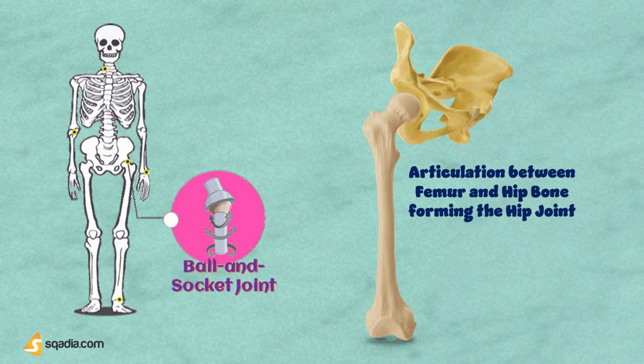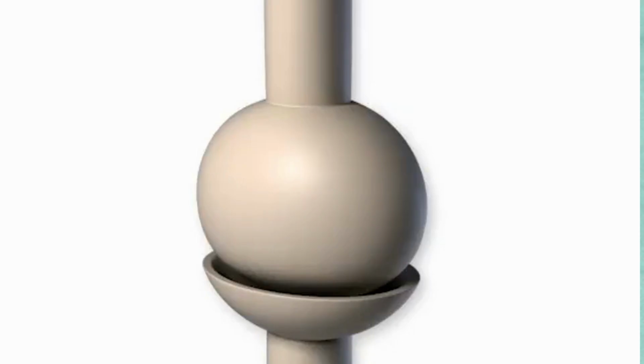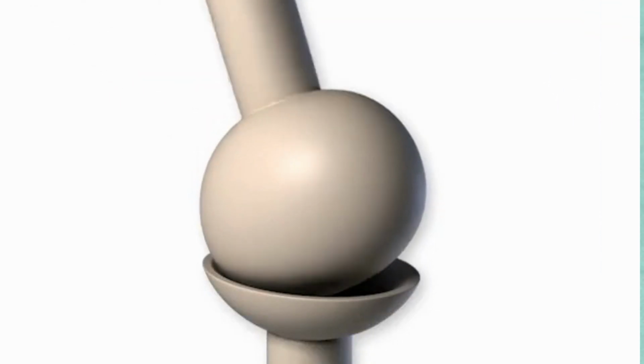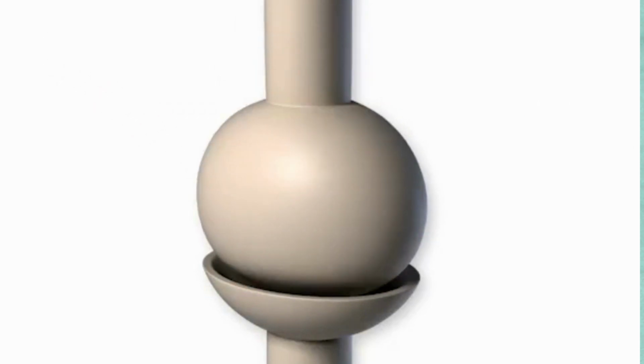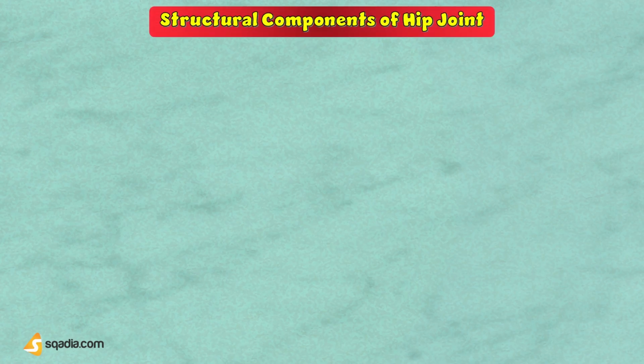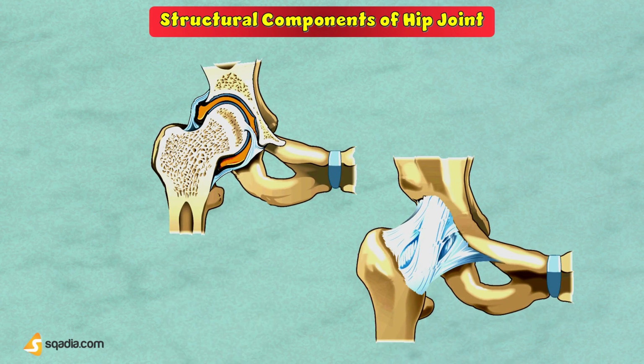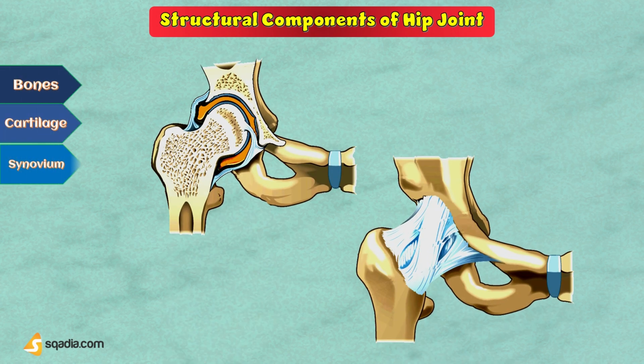The femur bone, which is the largest bone in the human body, connects to the pelvis at the hip joint. The hip joint is a ball and socket joint. That means it is a freely movable diarthrodial joint that allows a wide range of movement. We will discuss that at a later stage. If we talk about the structures of the hip joint, the hip joint is made up of several important structures, including bones, cartilage, synovium, bursa, ligaments, and muscles.